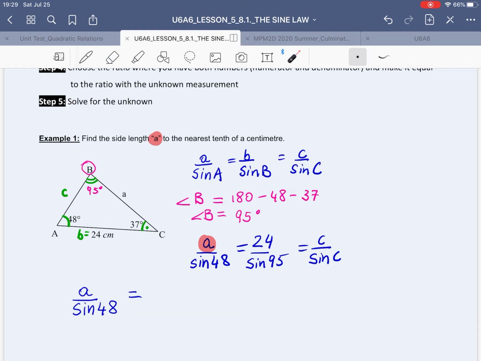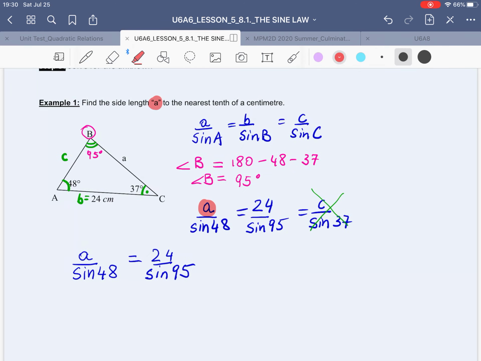Now, what's the next ratio that we can use? We have 2 more in here. Would it be smart to use 24 over sine 95? Or would it be smart to use C over sine of, actually, we have C here, 37? If I use C over sine 37, then I will have 2 unknowns, so I can't use this part of the formula, at least not now. So we're only going to take 24 over sine 95. And from here, you simply cross multiply because we have one fraction on each side of the equation. And this will be the case in most problems that you solve with sine law.